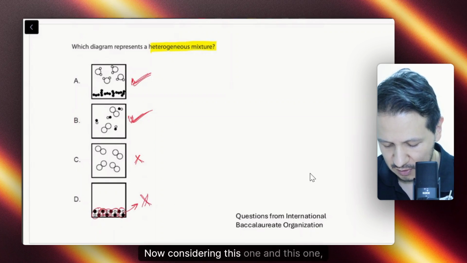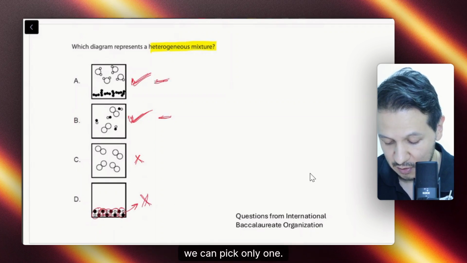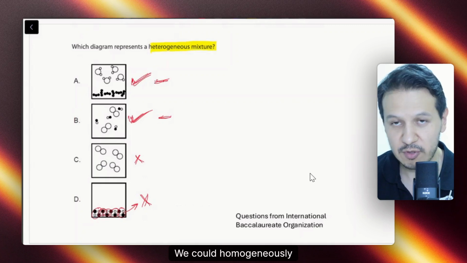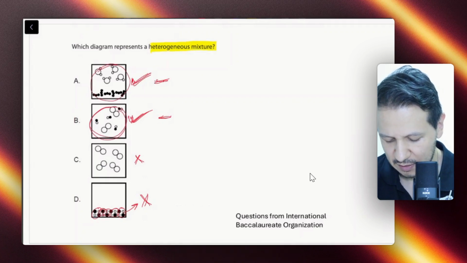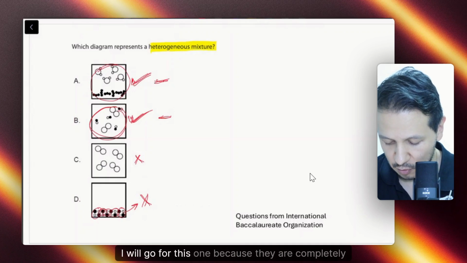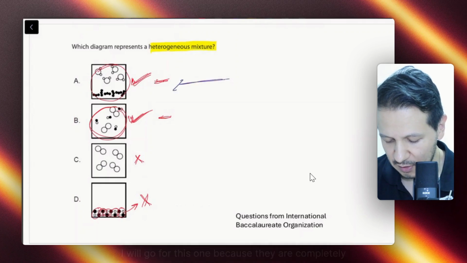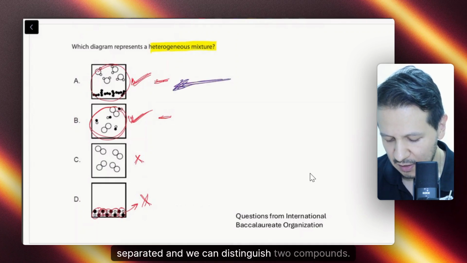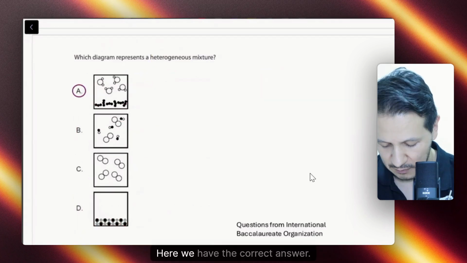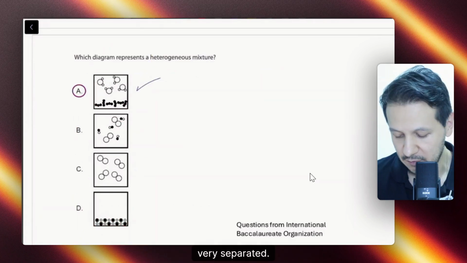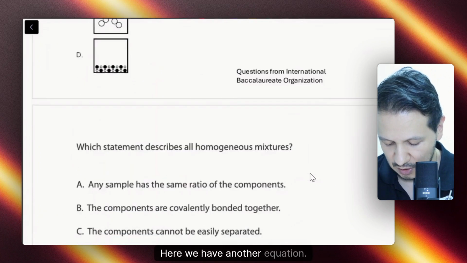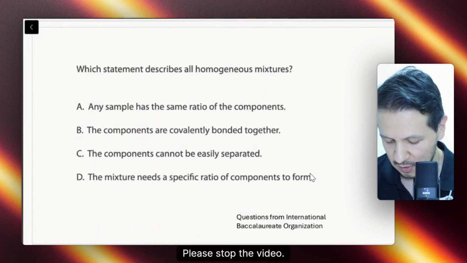Now, considering this one and this one, we can pick only one, or we could say homogeneously distributed in the area. They are completely separated. I will go for this one because they are completely separated and we can distinguish two compounds. Here we have the correct answer. This is the heterogeneous mixture. They are very separated. Here we have another question. Please stop the video, try by yourself, and then continue.